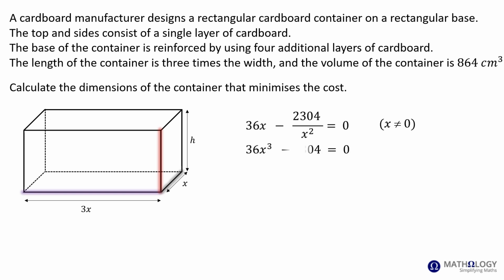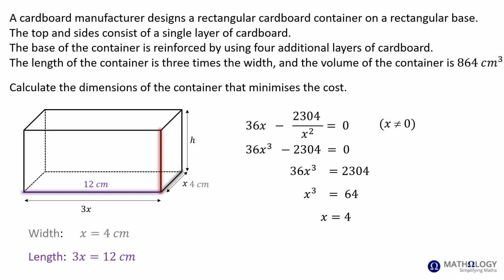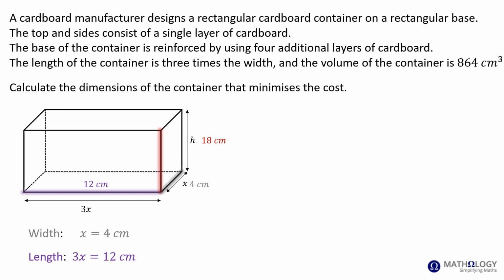Therefore, 36x cubed minus 2304 equals 0. Solving this expression for x gives us, x equals 4. To minimize production costs, the width of the container must be 4 centimeters, and the length, which is 3 times the width, must therefore be 12 centimeters. The height of the container equals 288 over x squared. Therefore, the height of the container is to be 18 centimeters.